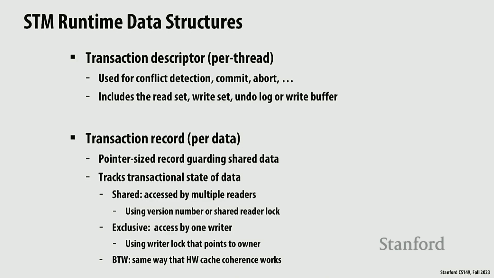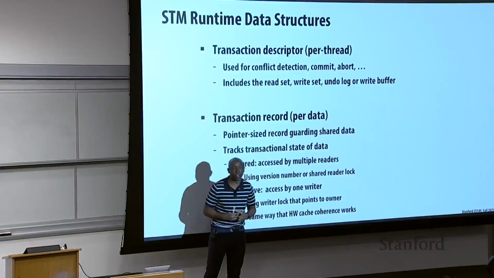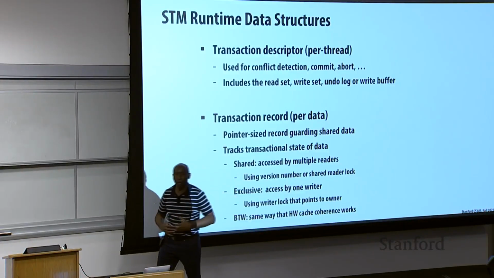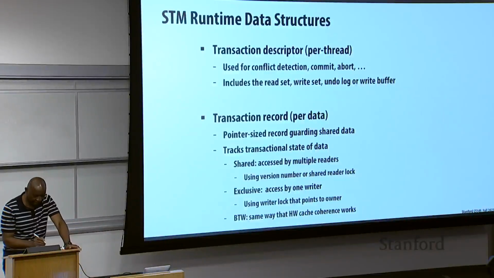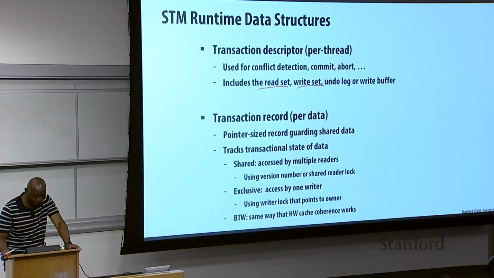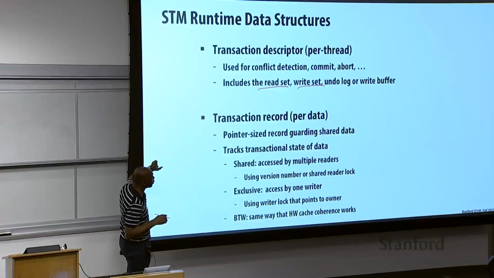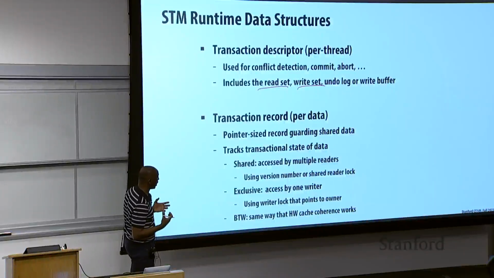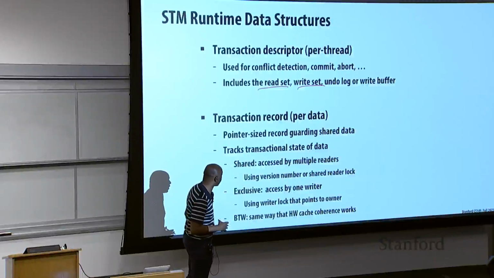And this has two components. There's a transaction descriptor, which is per thread. So this is information about undo logs, write buffers, conflict detection, and the like. You need the read set, and the write set is also part of the transaction descriptor. And this is per thread or per transaction. Then you need a transaction record per data element, and this could be associated with objects or with a finer granularity of data within the objects.